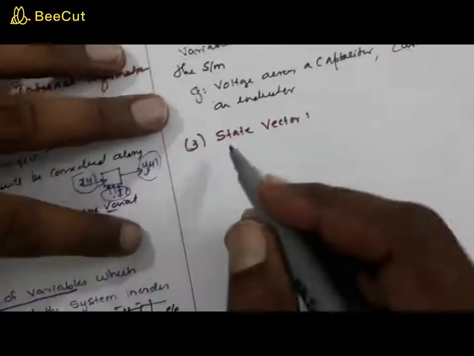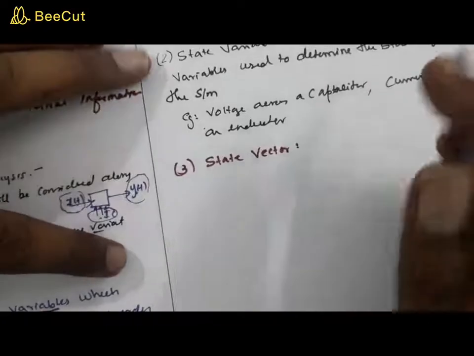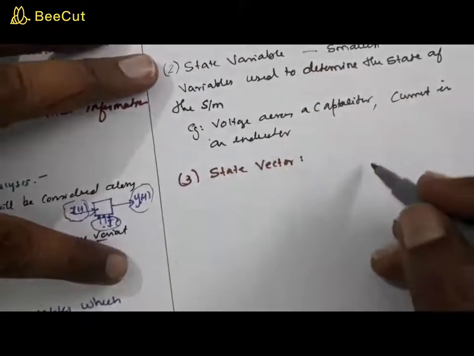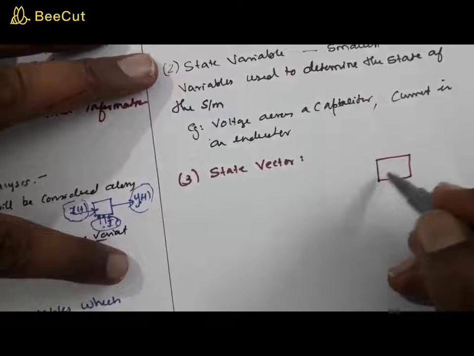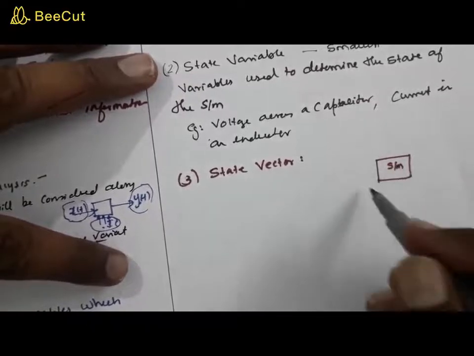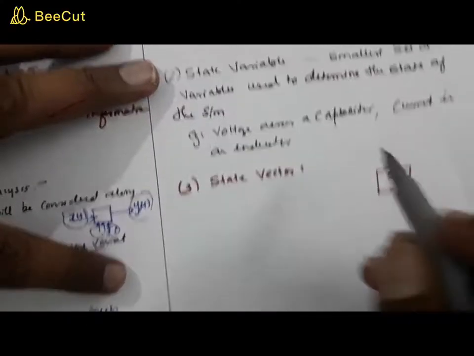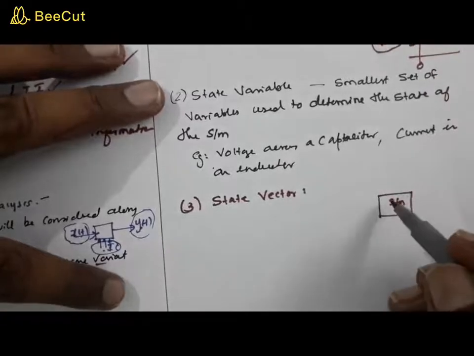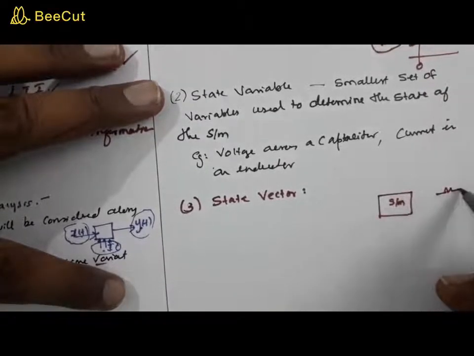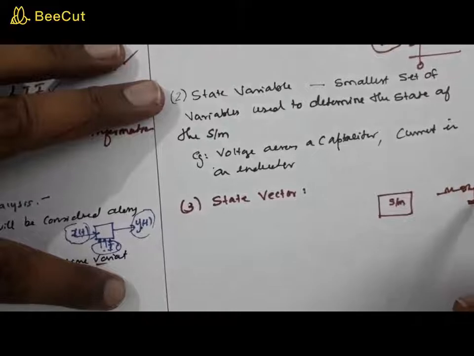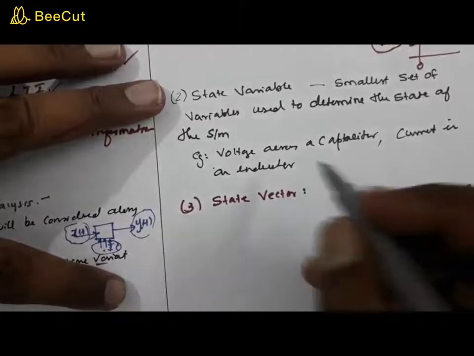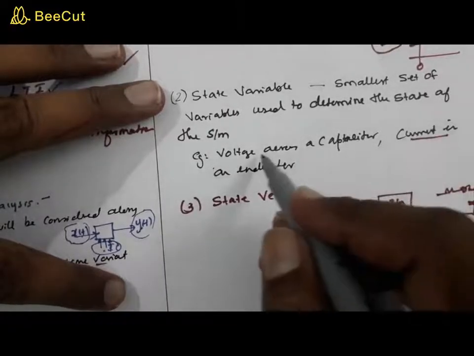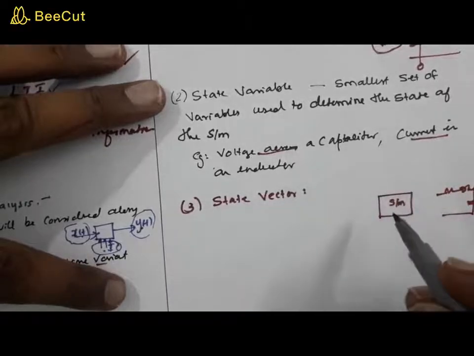Okay, now the next term is a state vector. Say, if you consider a system, then you can have different sets of state variables. Imagine that the system is an RLC circuit. Then it can have a current in an inductor, voltage across a capacitor. All these can be variables.